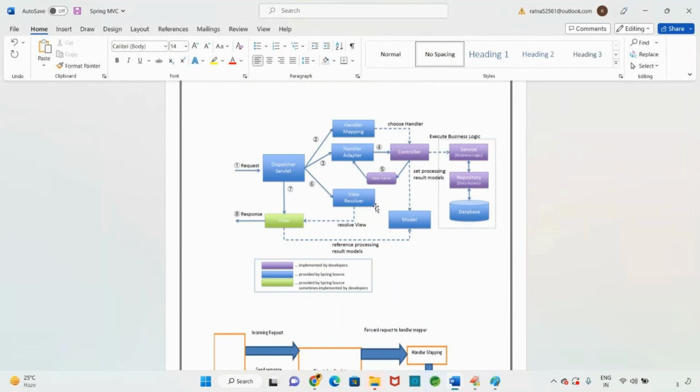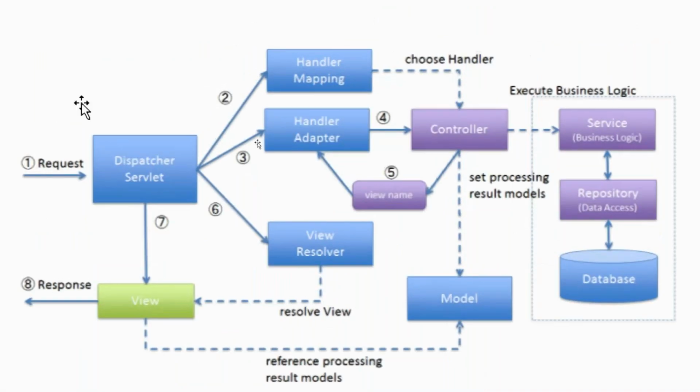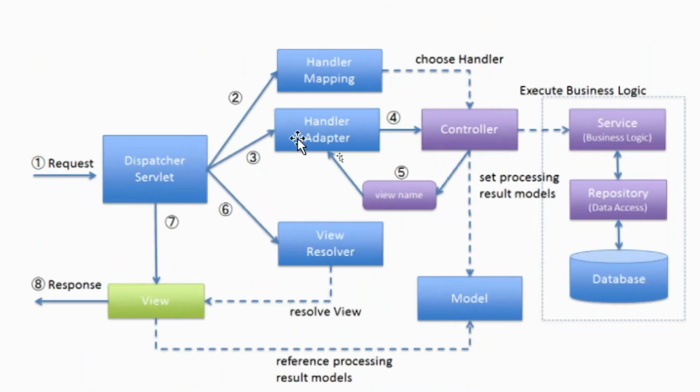How does the controller come in handler mapping? Handler mapping only identifies the controller. The controller takes it to the service layer. Once a request comes, it goes to the dispatcher servlet, and the dispatcher servlet goes to handler mapping. Handler mapping chooses the corresponding handler. Exactly, because with the corresponding handler, the controller can interact.